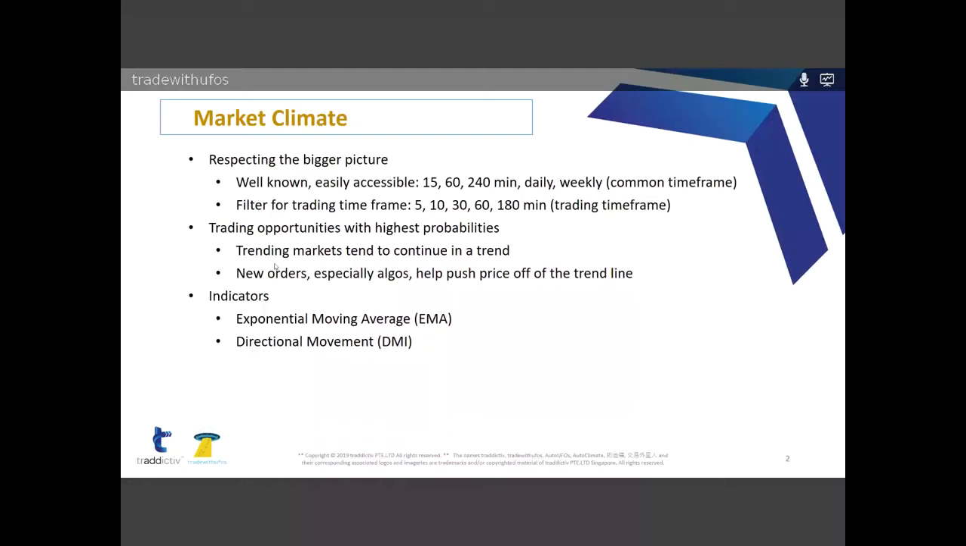So we want to use a couple of indicators. Again, we're all about keeping things mechanical, so we'll use two indicators to help us understand what the bigger picture trend is, and those would be the exponential moving average and the directional movement index. Both of these are available in a lot of platforms, including TradingView, which I'll go over with you guys right now.